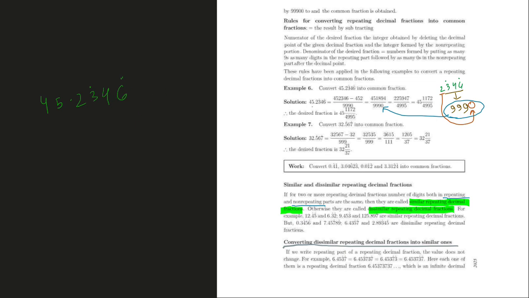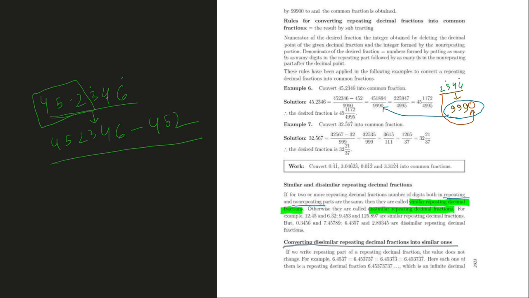So here you can see that they subtracted 452, which didn't have any cap, from the entire number. So this is the entire number. They're going to subtract 452 because 452 did not have any cap, and they're going to divide it by 9990.